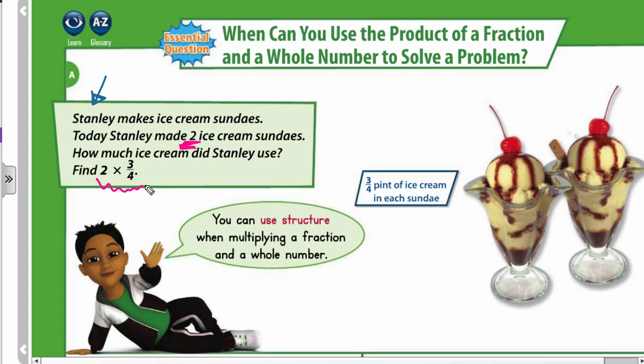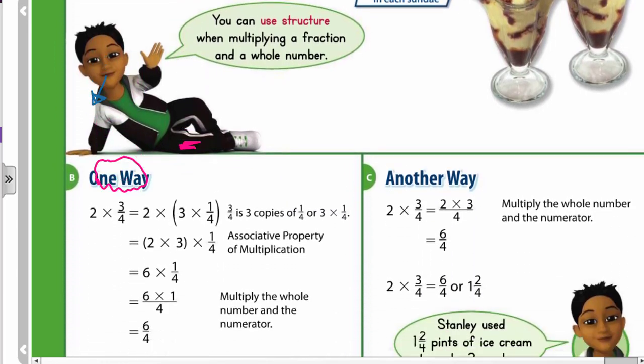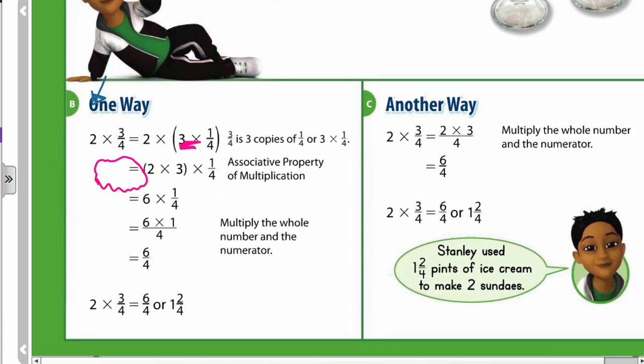So we need to find 2 multiplied by 3/4. Thank you, Ahmed. Okay, so my heroes, you know that we can use models to multiply 2 by 3/4, and we can do it also without models. We have here two ways.